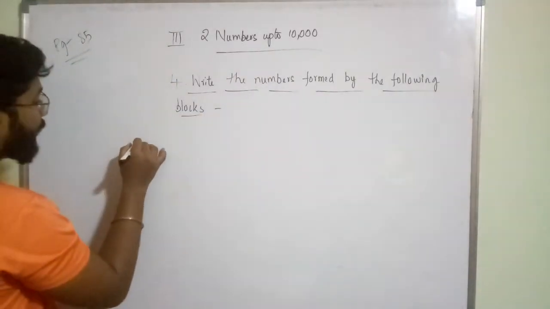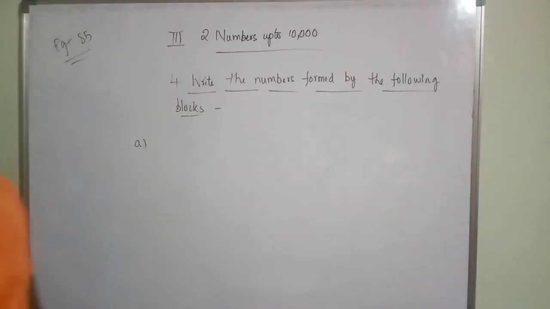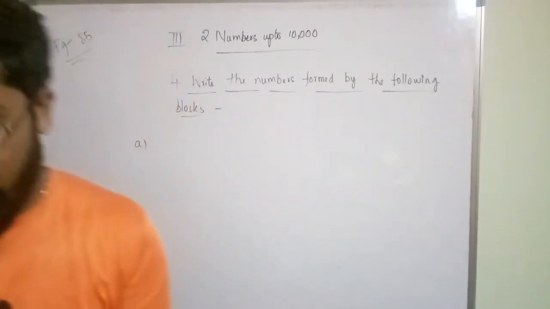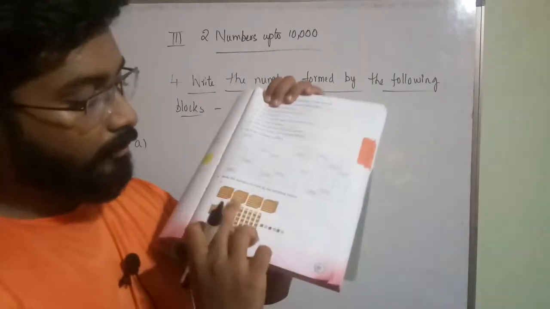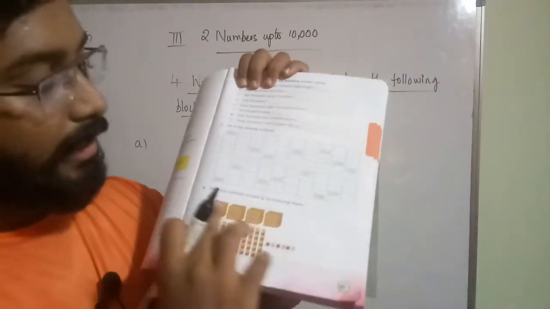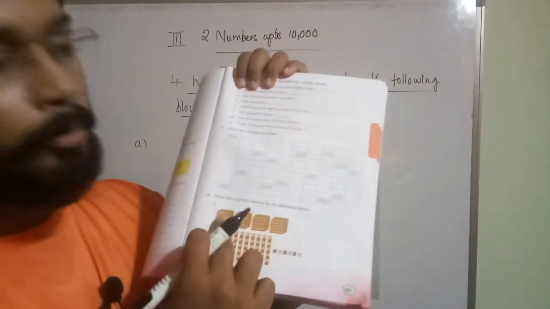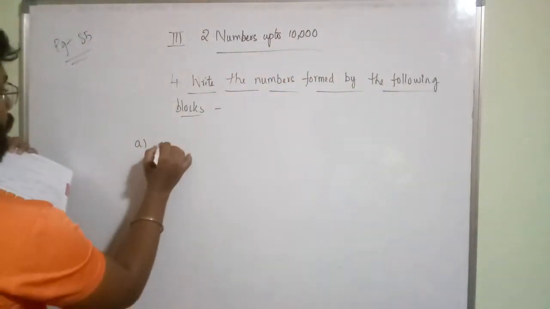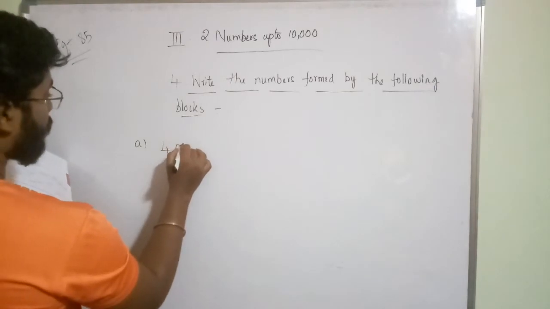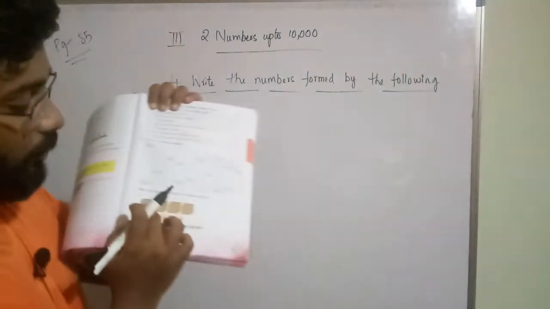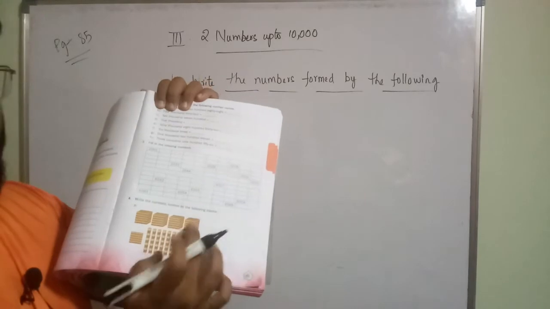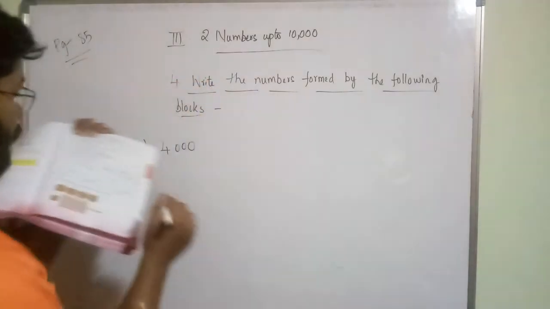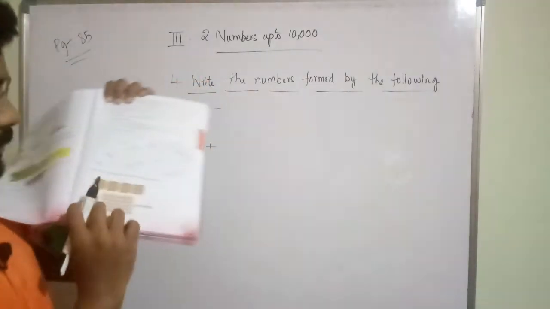So A, in A, what has he given? He has given 4 cubes. For each cube, what is the value? 1000. So what is the total value? 4000 total. If you are adding 1000 plus 1000 plus 1000 plus 1000, what will it become? 4000. Next, he has given 1.